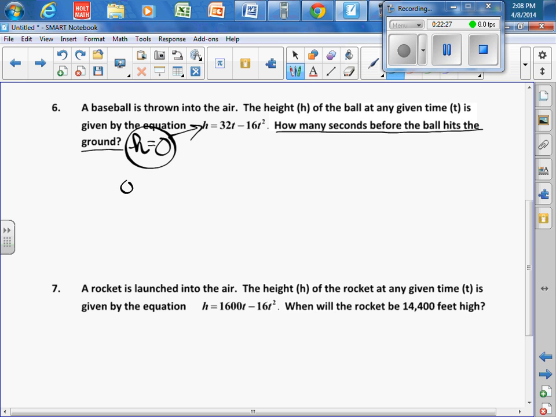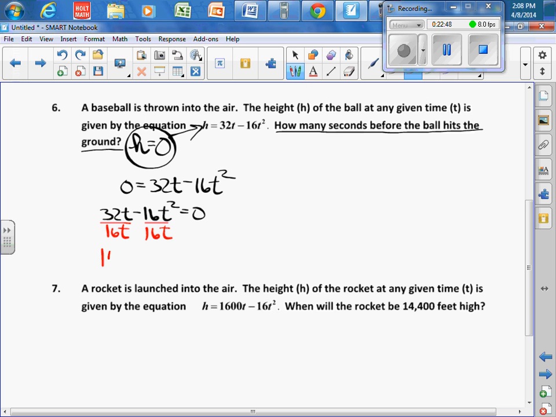So 0 is equal to 32t minus 16t squared. I like to have the 0 on the right side, so I'm going to have 32t minus 16t squared is equal to 0. Looks like we can factor this one. So let's factor out the GCF of 16t.